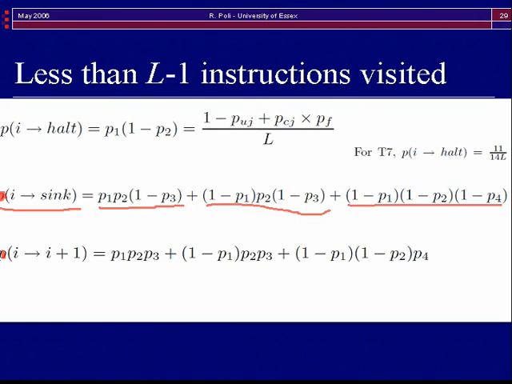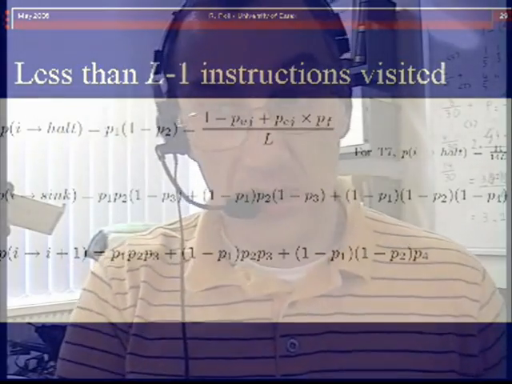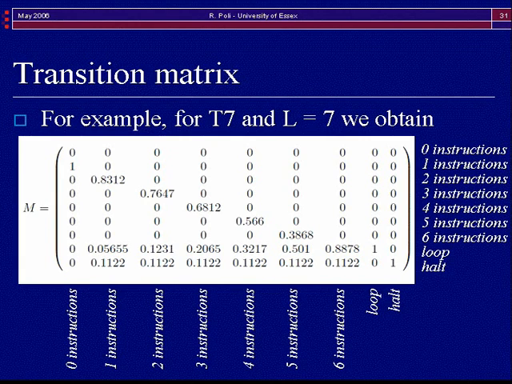So by adding the paths together, we have effectively calculated the probability to go from having executed I instructions to looping. If we repeat the same operation for the other states of interest, for example, the probability of going from state I to the halt state, or the probability of going from state I to state I plus 1, then these are again sums over products calculated along the paths. There are really no other probabilities that need to be computed in order to proceed to the calculation of the Markov matrix, the transition matrix for the Markov chain, which is shown as an example in this slide, where I computed the matrix for the T7 computer, and for the case where L was a very small number, 7.